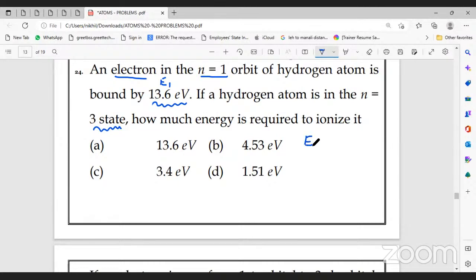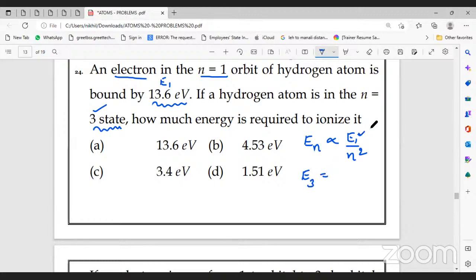You know that the energy in the nth orbit is directly proportional to E1 divided by n squared. Whatever the energy is in the first orbit, if you divide it by n squared, where n is the orbit number, that gives the energy in that particular orbit. Now what is the question? They are expecting you to find the energy in the third orbit.